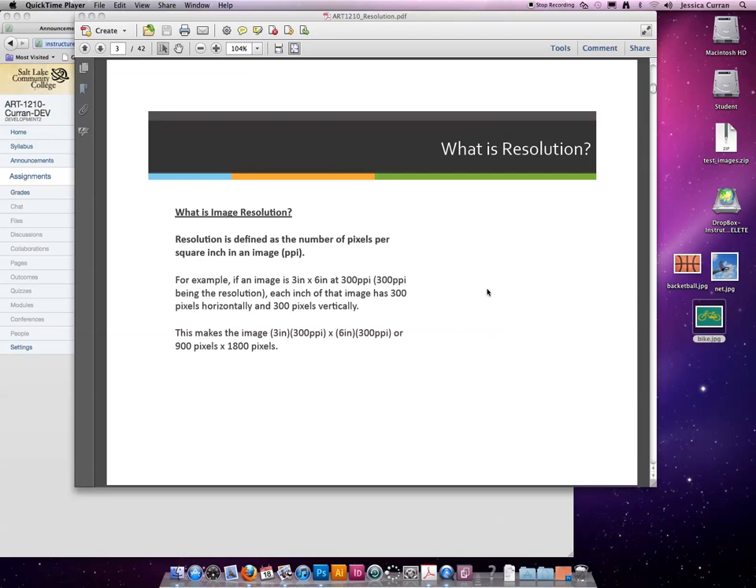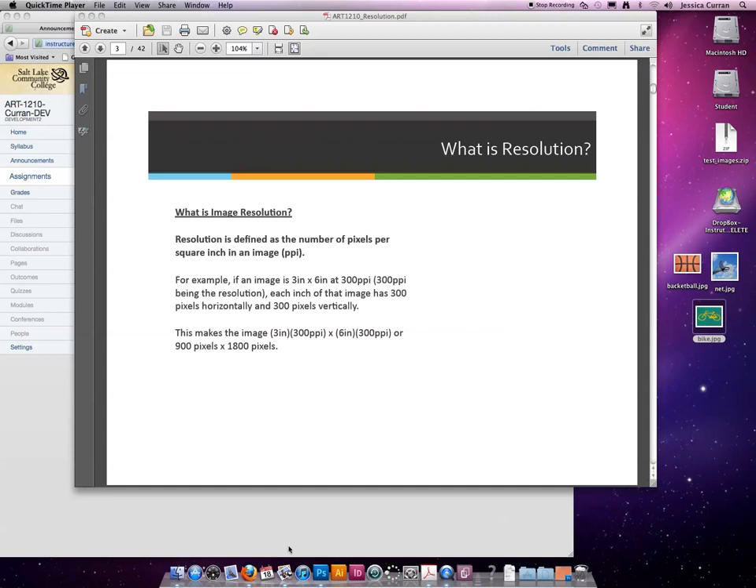First and foremost, I can figure out how many pixels are contained, or how many bits of data are contained, within that picture. If I take the size of the image, in our case 3 inches by 6 inches, and I multiply both the width and the height by the resolution, in this case 3 inches by 300 resolution, and 6 inches by 300 resolution, I can determine the overall number of pixels in that image.